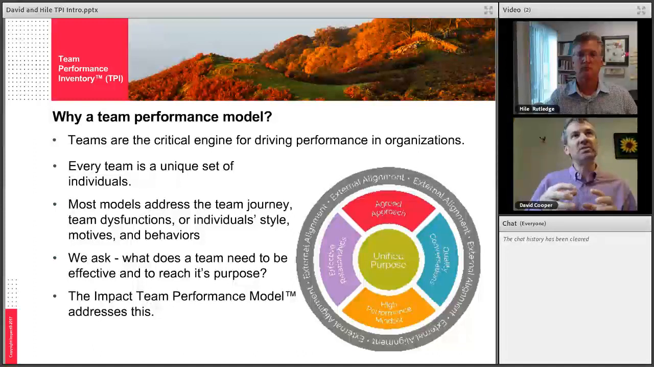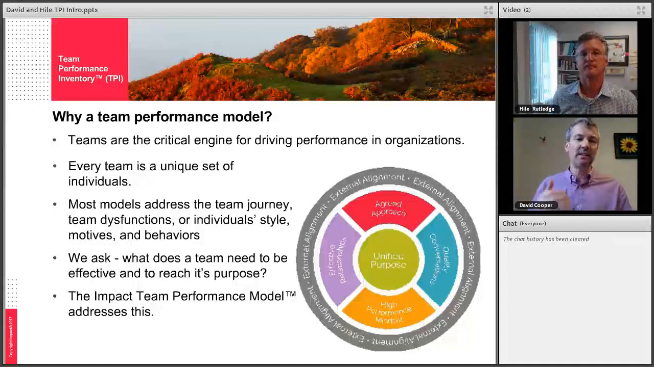Some of the work that we did was to answer questions and to recognize that teams are the critical engine for performance in organizations. Those teams are always made up of unique sets of individuals. The models and theories that we were working with answer various aspects of that. They'll address the team journey. They'll address team dysfunctions.